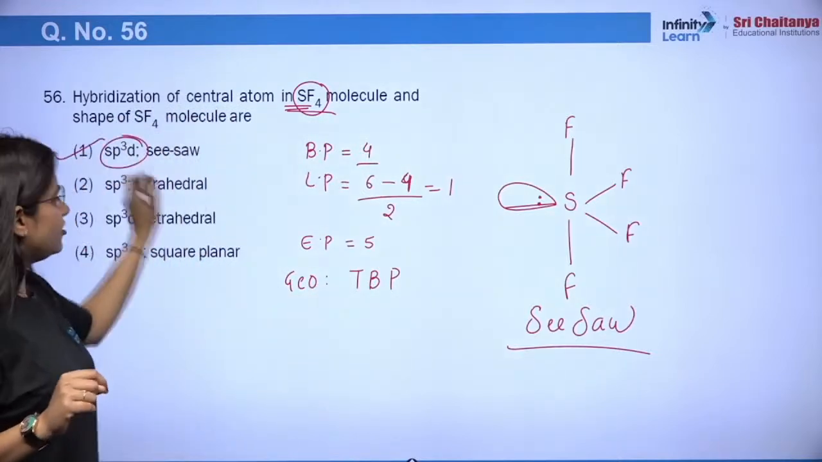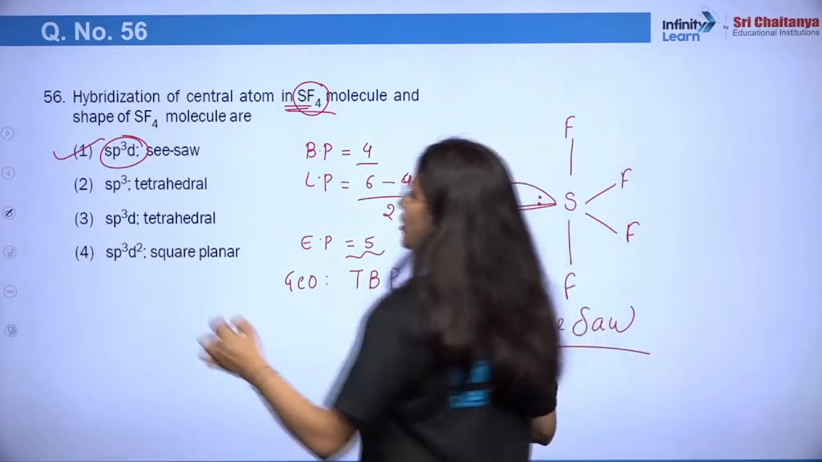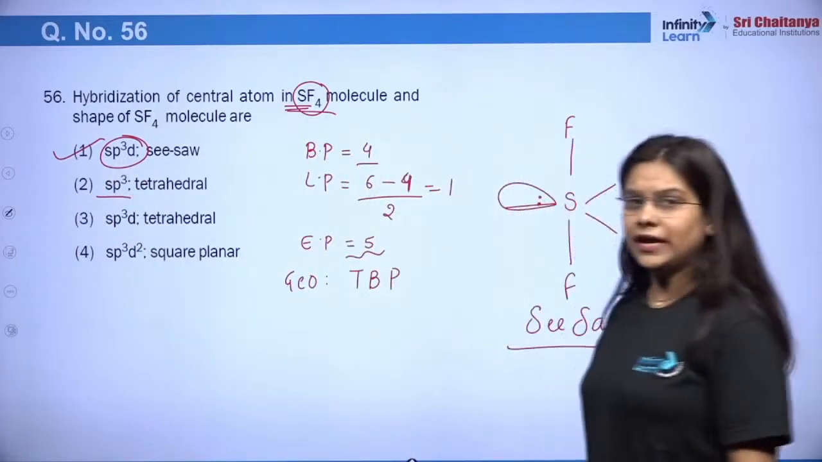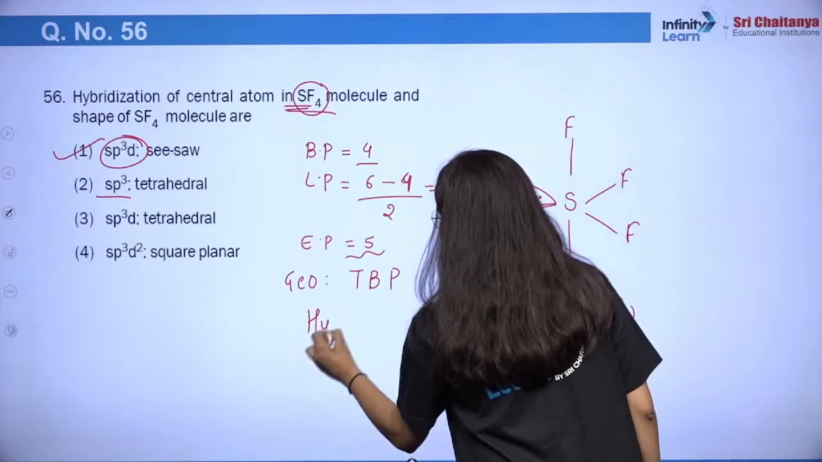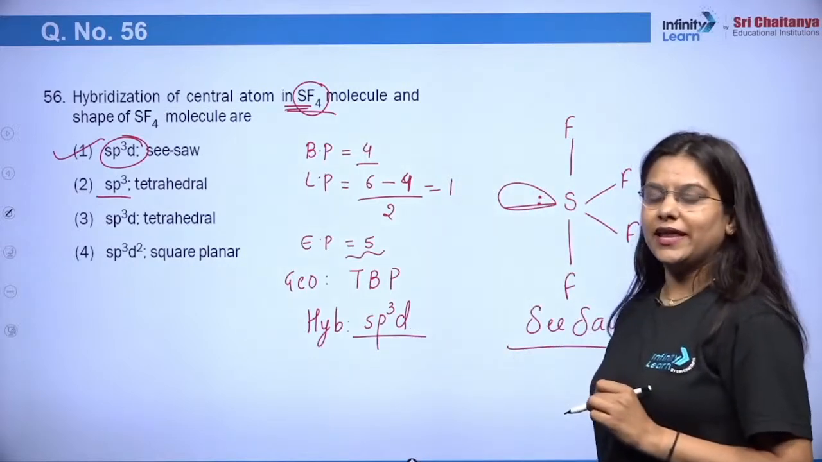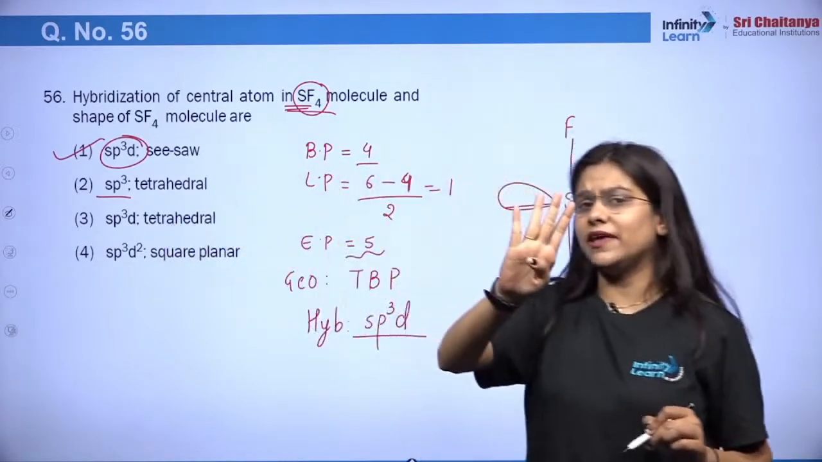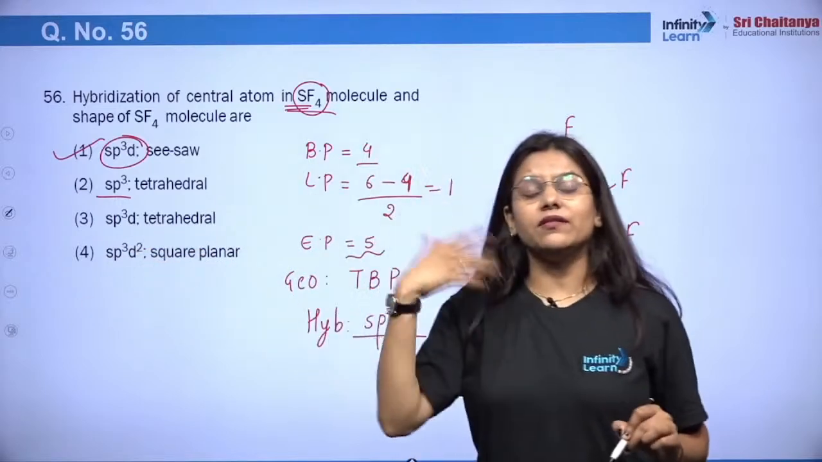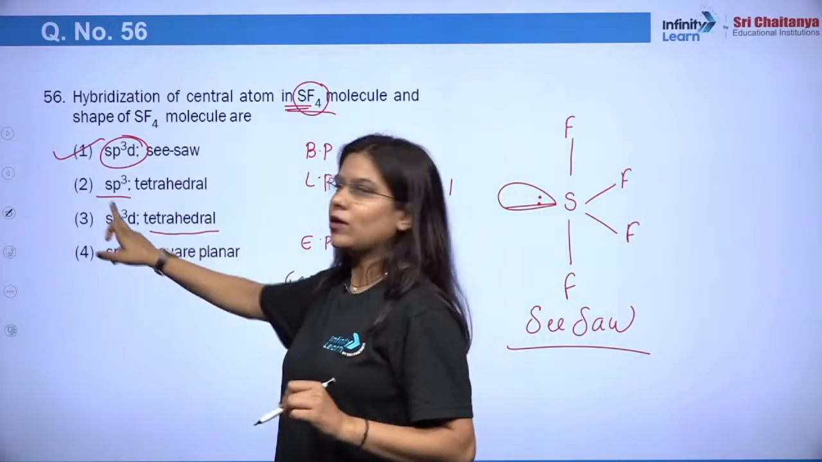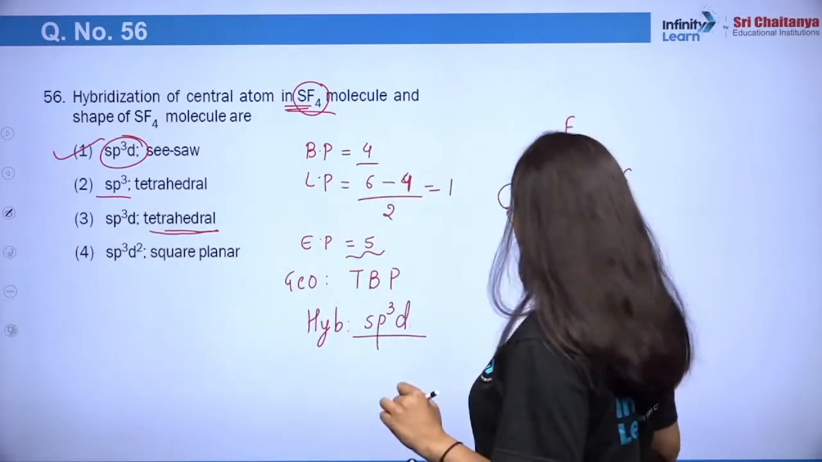Now hybridization: when I have 5 electron pairs, I have to take 5 hybrid orbitals, so it cannot be sp3. 1 plus 3 is 4, plus 1 is 5, so it has to be sp3d. We can identify this from the number of electron pairs. Electron pairs are 5, so hybrid orbitals will also be 5. So hybridization cannot be sp3 because there we have only 4, and sp3d2 has 6. We need only 5. Also for 5 electron pairs, the geometry or shape cannot be tetrahedral. So what is the correct option? Correct option is option number 1.